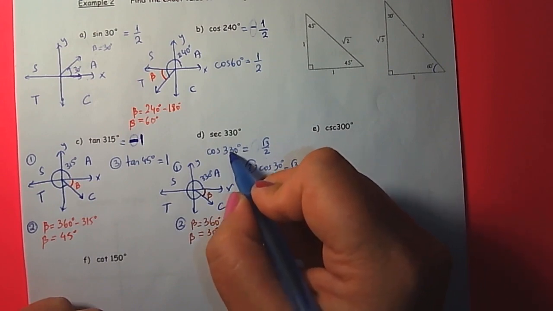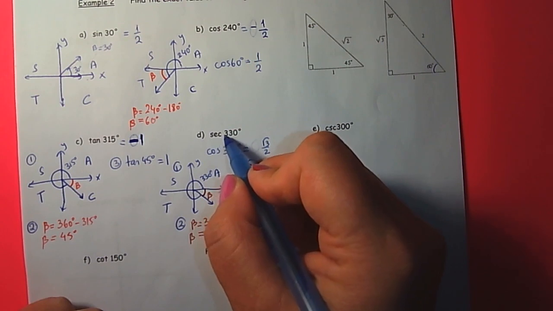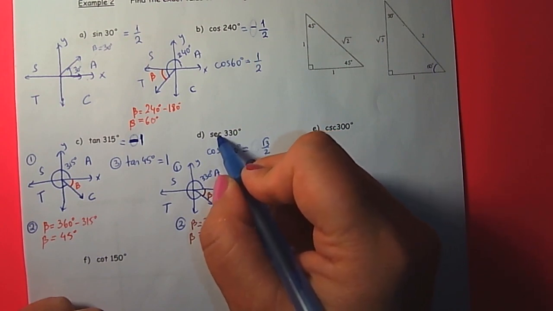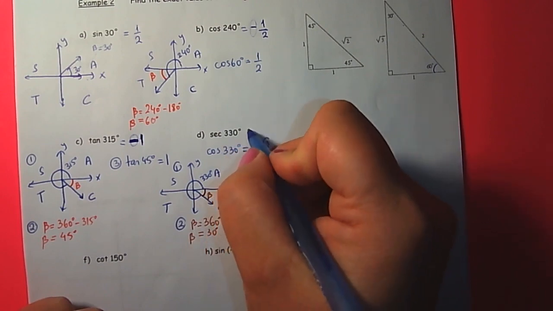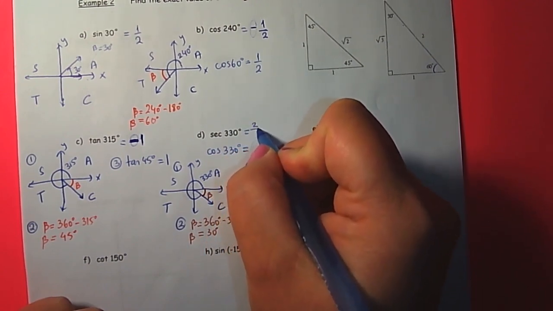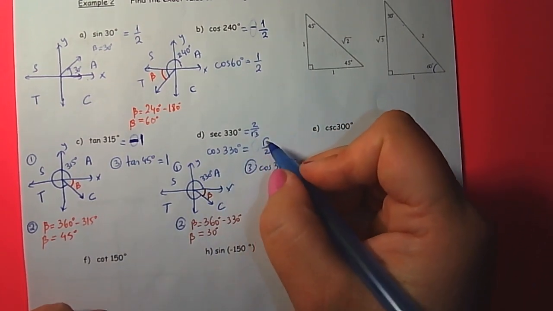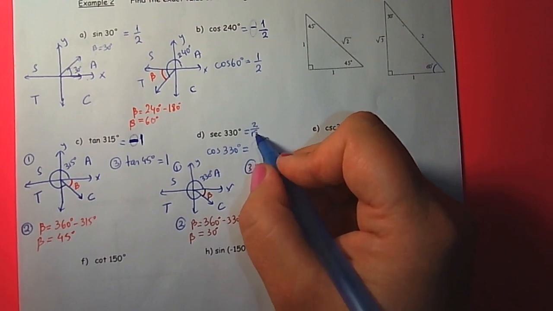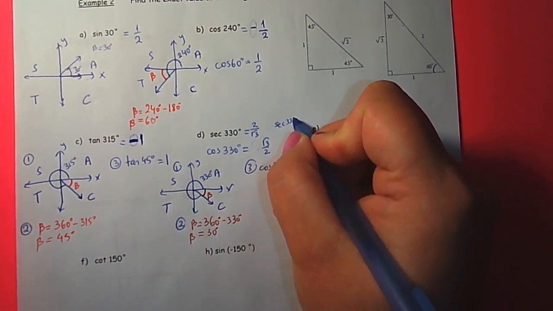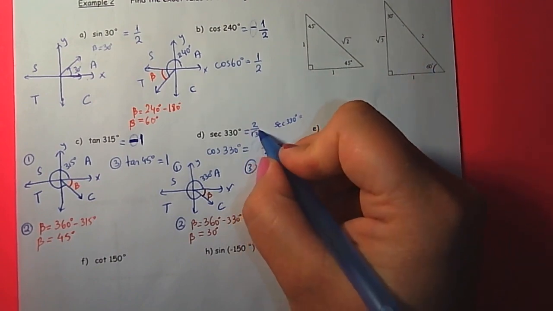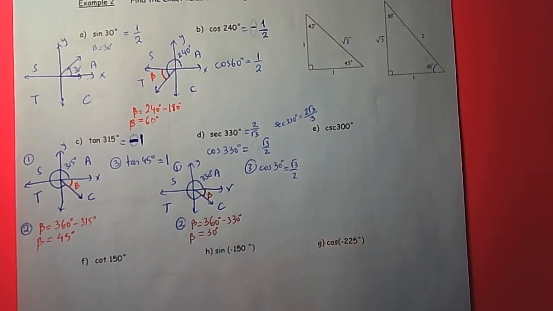After we get cosine 330, now we can look at secant 330. Secant 330 is 1 over cosine 330, so that gives me 2 over root 3. But I need to rationalize it, so I'm going to multiply top and bottom by root 3 over root 3. So secant 330 gives us 2 root 3 over 3.